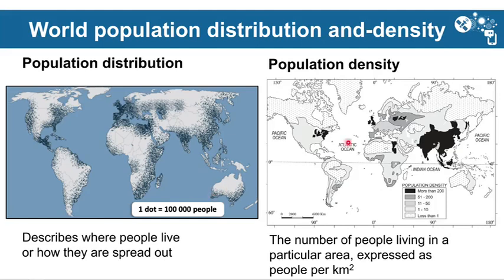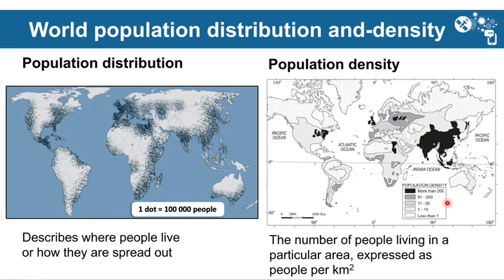Now, if you look at population density, again the same definition here: the number of people living in a particular area expressed as people per square kilometer. Okay, so this is what we've got here, and this is very important. Look at this map here.